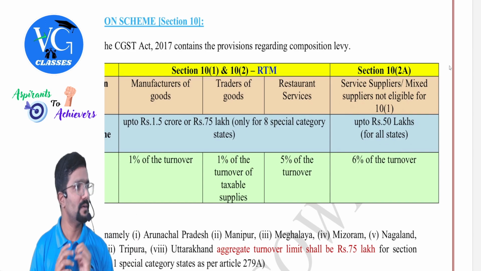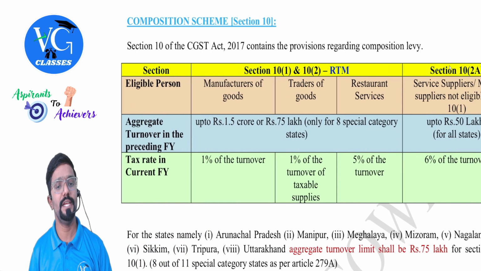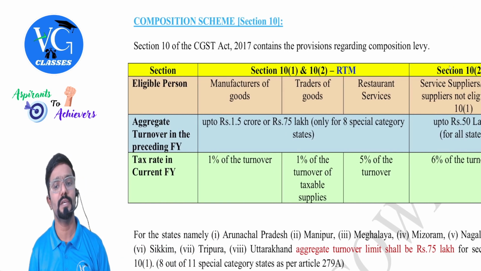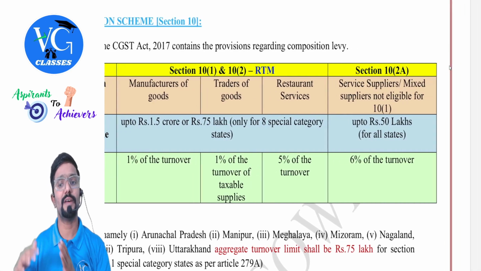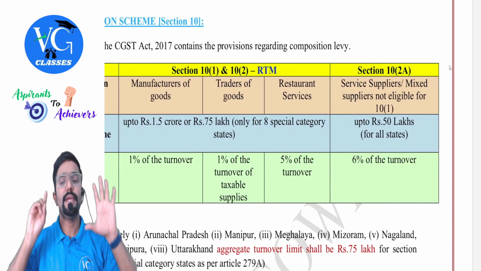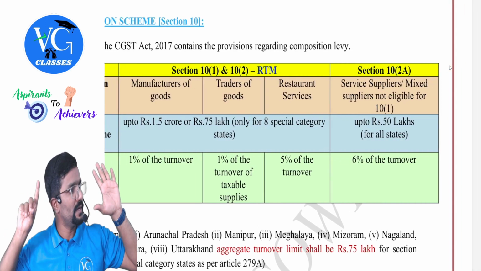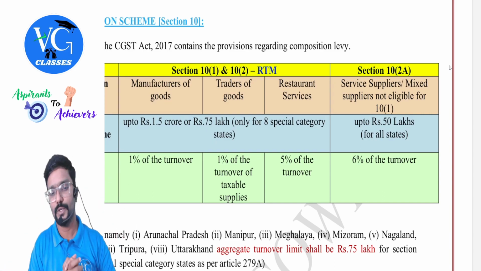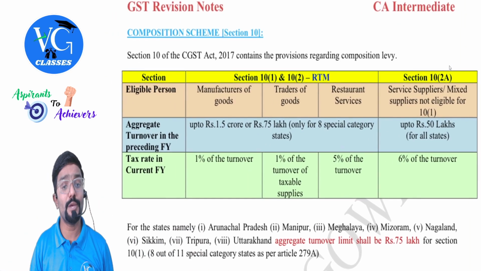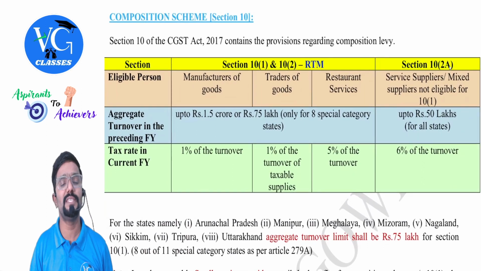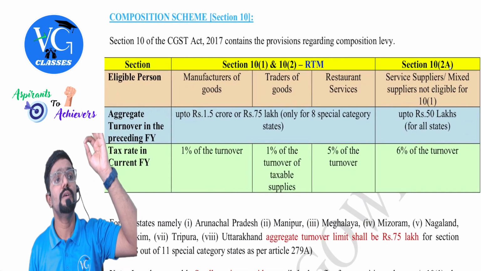But the rates are different, guys. Here for goods, it is 1%. For restaurant, 5%. Whereas for other things covered under 10(2)(a), it is 6%. Okay, sir. Fine. This is about eligibility, guys. For eligibility, we will check which year's turnover, people?